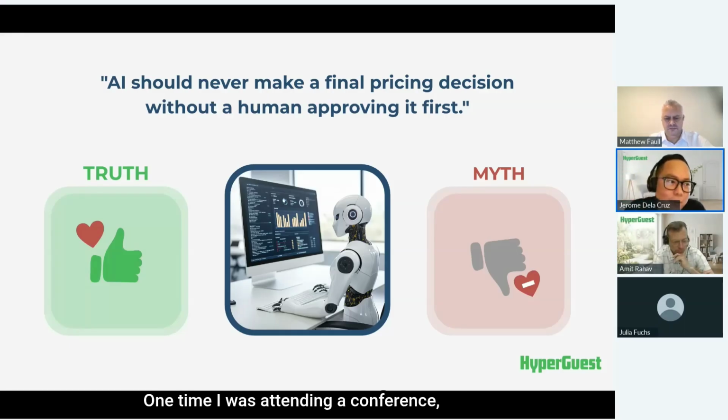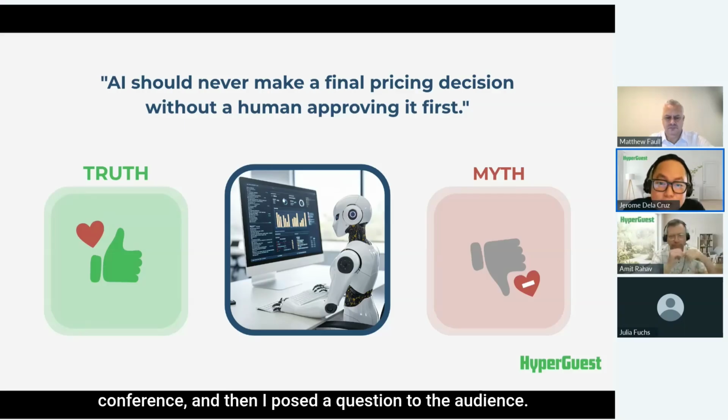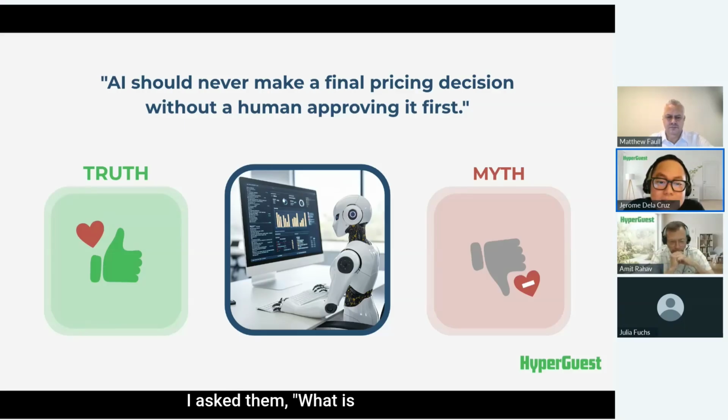One time I was attending an AI conference, and I posed a question to the audience. I asked them, what is AI to you? And put in the comment, what's AI to you? A lot of them said it's a friend, it's a tool. Some said it's an enemy. It will steal my job. And some even said it's a boyfriend. So this is a good tension.